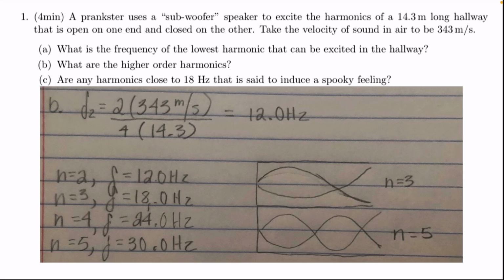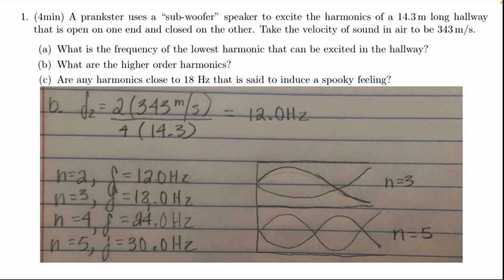Part B is, what are the higher order harmonics? So for this, all you have to do essentially is use that same equation from part A, but plugging in ascending values for n. So you can see I went ahead and showed that math for when n equals 2, giving 12 hertz. And then I wrote down some others that I didn't show, but that you solve for the same way. So when n equals 2, it's 12, n equals 3, it's 18, n equals 4, it's 24, n equals 5, it's 30.